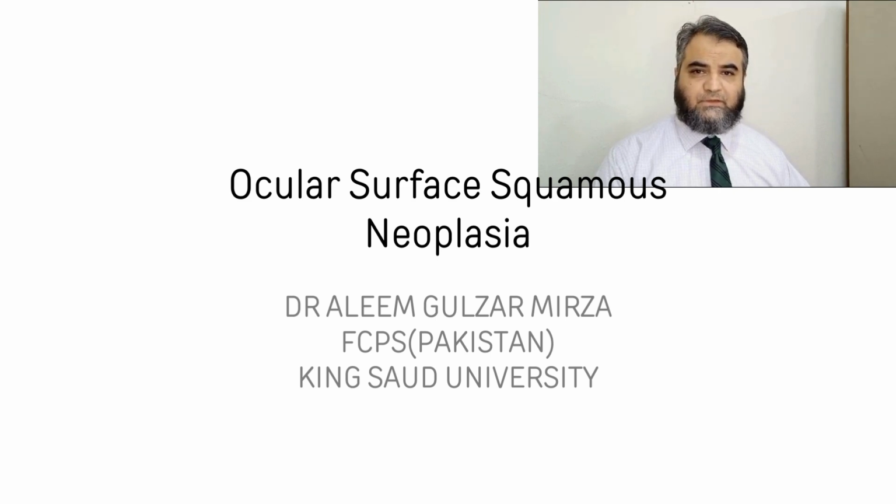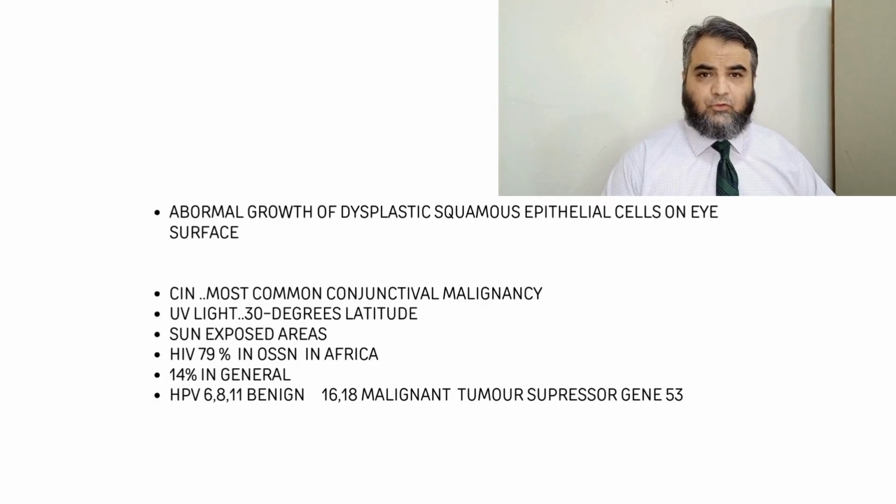Today, my topic of discussion is ocular surface squamous neoplasia. It is basically abnormal growth of the neoplastic dysmorphic cells on the ocular surface. It is one of the most common ocular malignancies. If we talk about its prevalence, it is mostly found in areas near the equator, almost 30 degrees of the equator.